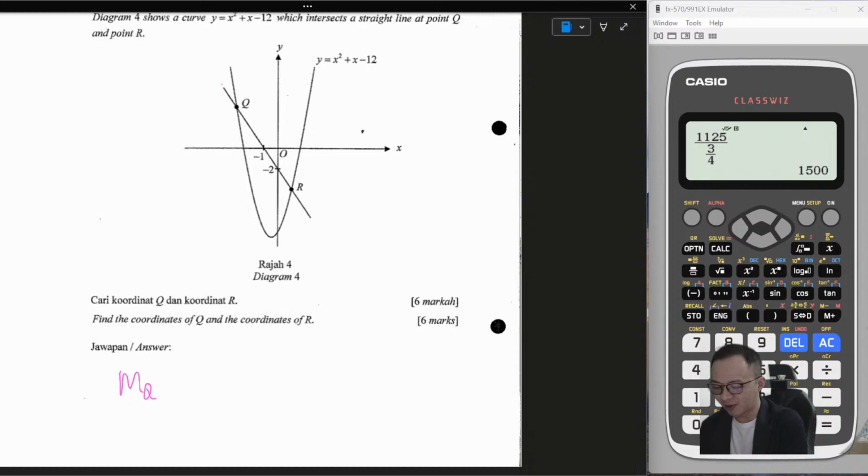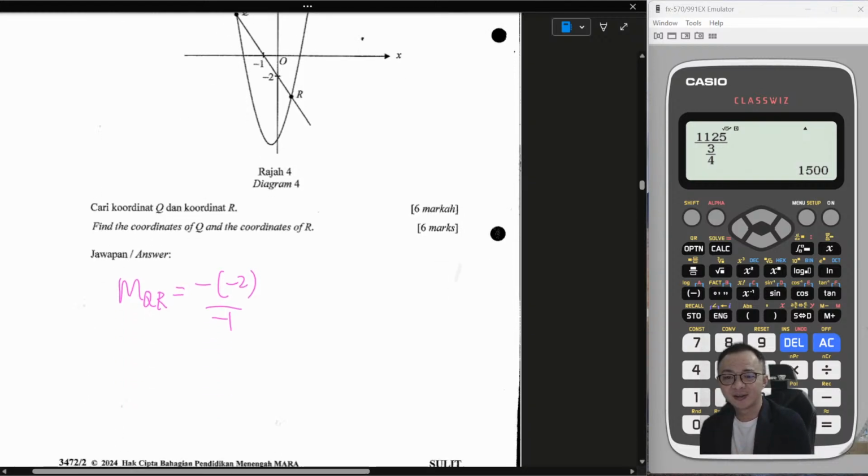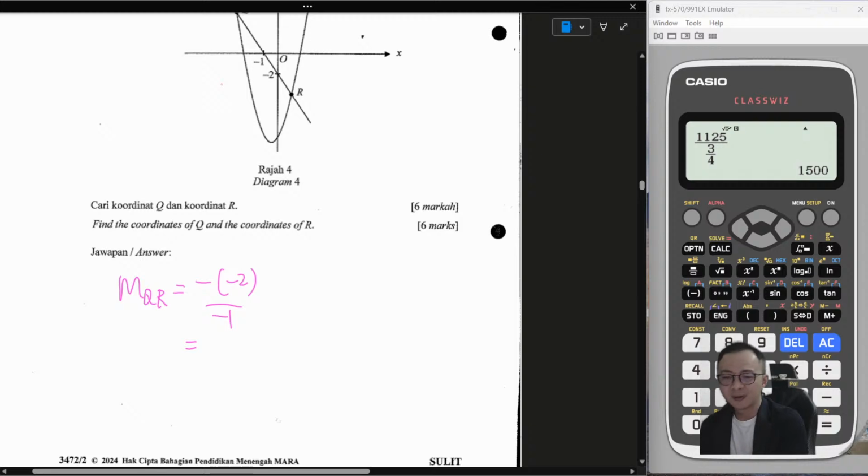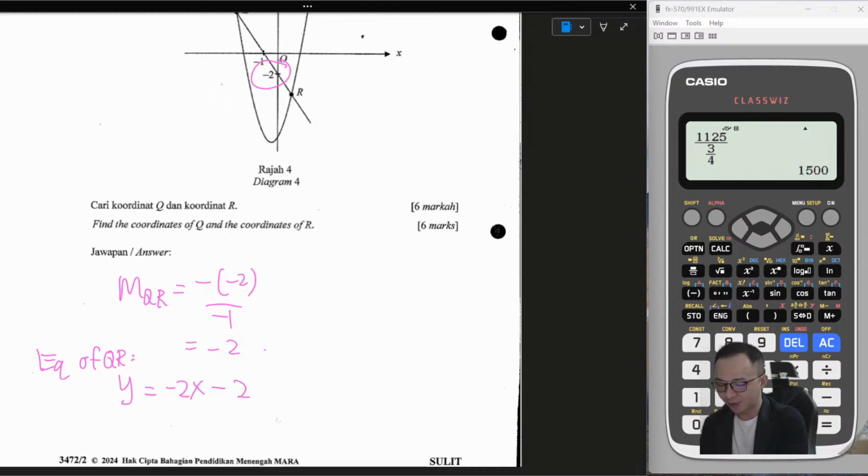So the gradient of QR is very easy. They give us the intercepts, right? Negative y-intercept over x-intercept. This is a shortcut to find the gradient. This is from the 2023 past year book, I'm not sure if they share it online or not, but I bought the books. So this one will be -2. And then the y-intercept is c, right? -2. So I got the equation of QR is y equals negative 2x minus 2.